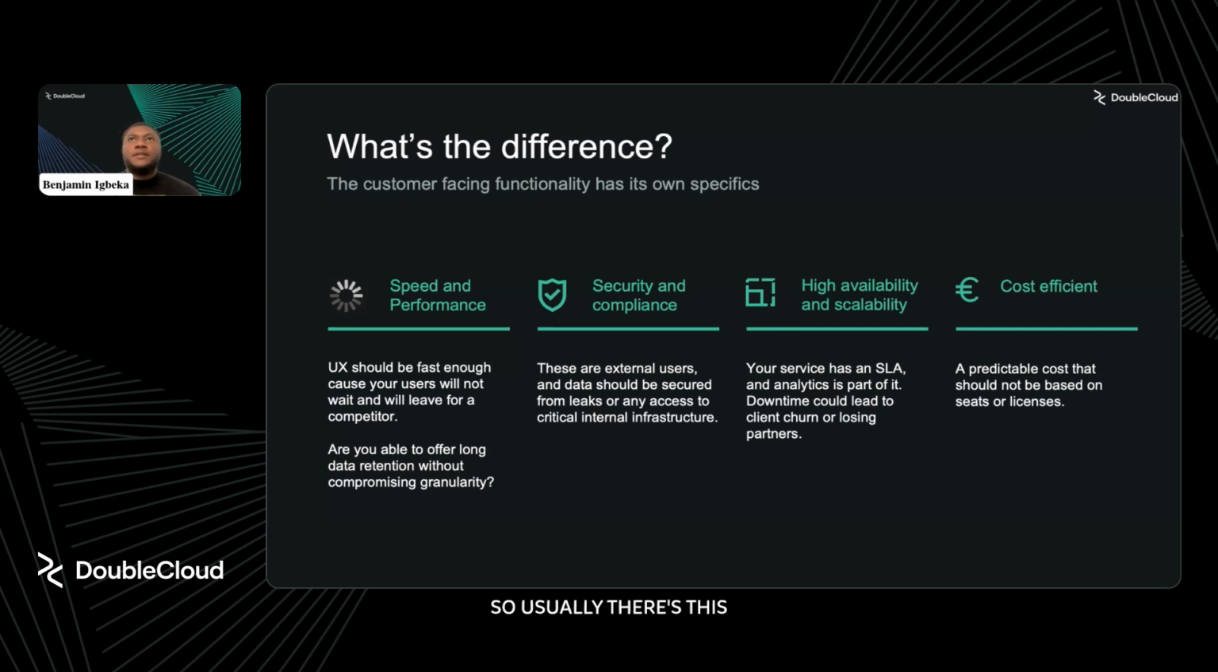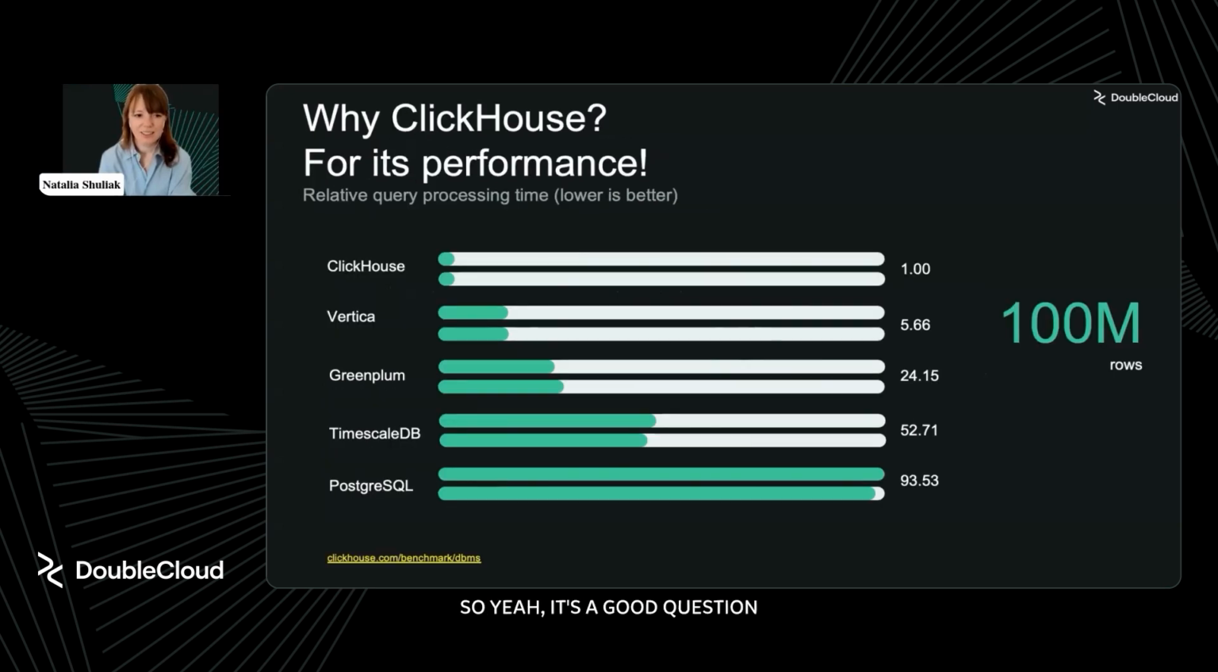So usually there's this kind of conundrum around speed and performance and then cost, right? How does DoubleCloud find a way to achieve both of these things at the same time? If you could just give our listeners some insight into this. Yeah. So it's a good question.